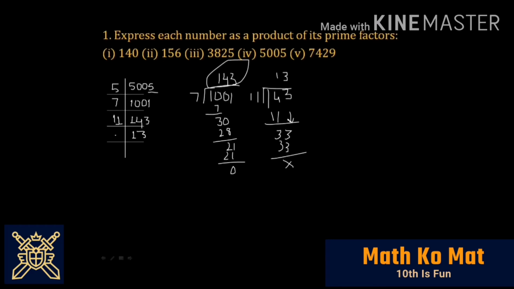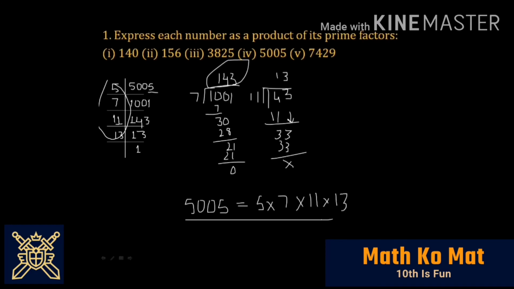And as you know, 13 is itself a prime number. So 13 ones are 13. So we have got the answer here. Now we can express 5005 is equal to 5 into 7 into 11 into 13. So this is the answer.